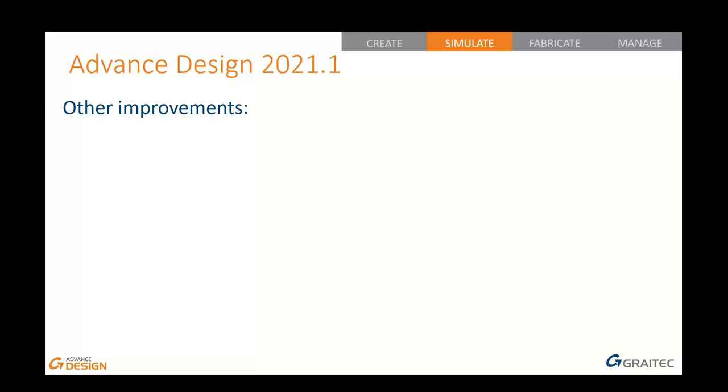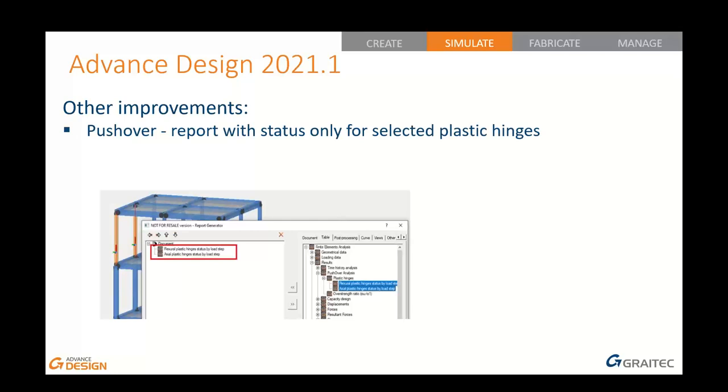Okay, other improvements. The next improvement is related to reports for pushover analysis. In the report tables with the status of plastic hinges, until now such tables were very long, as they always showed the results for all plastic hinges in the model. Now the table depends on the selection. So if you select even one element, only results for plastic hinges of that selected element or elements will be visible in the table. So the table will be shorter.